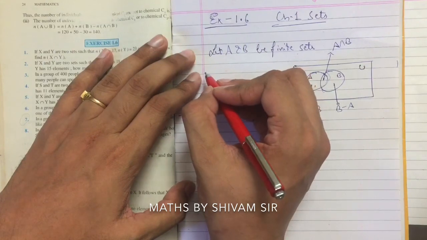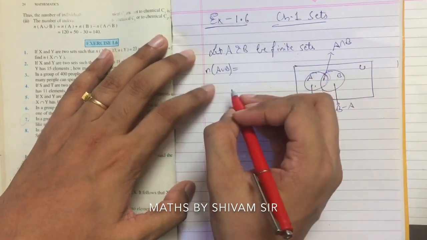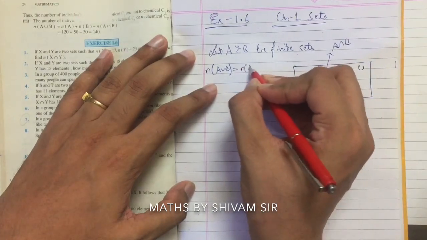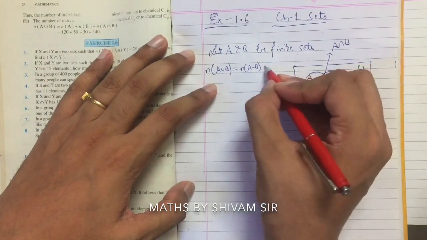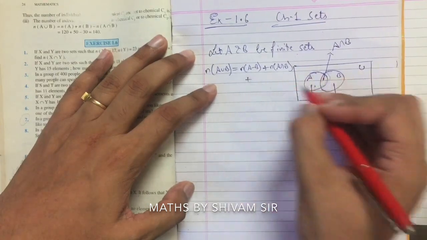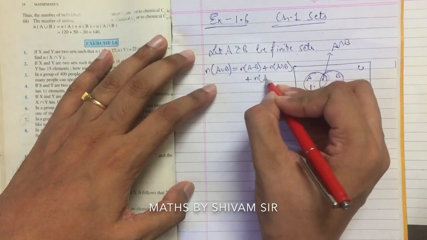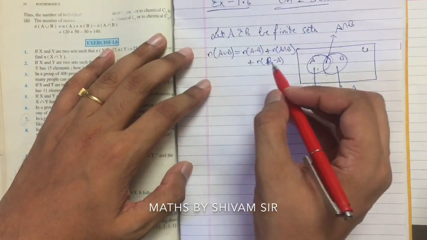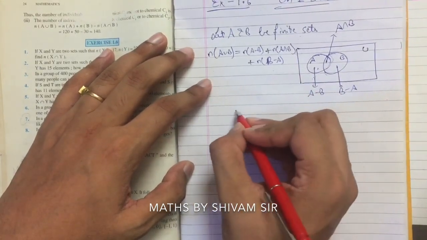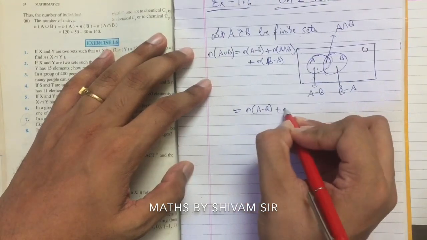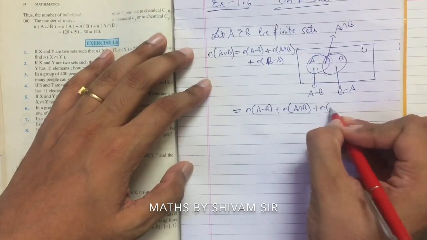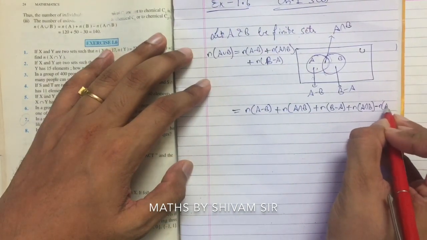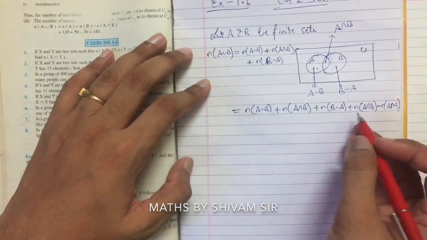So if we talk about the number of elements of A union B, A union B is this whole part. So the number of elements of A union B will be the number of elements of A minus B, this one, plus the number of elements of A intersection B, plus the remaining portion, the number of elements of B minus A. Now if I add n(A intersection B) one time and subtract n(A intersection B) one time, it does not make any difference.